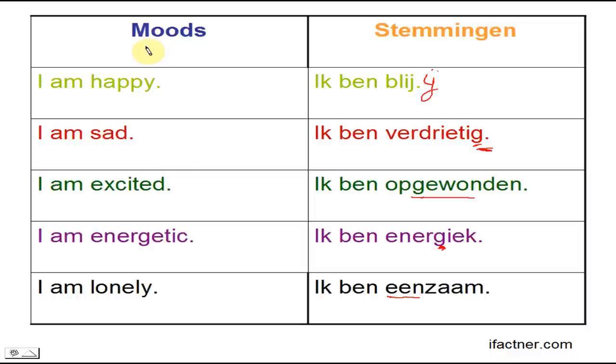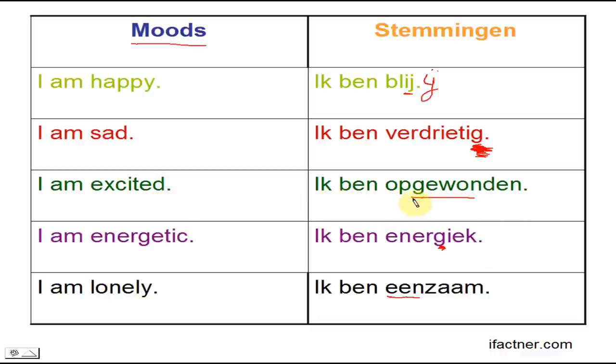So guys and girls, let's begin our practice session. I will speak in English and I would expect you to speak in Dutch, and please do it loudly. Moods. Stemmingen. Yes, good. I am happy. Ja, blij. Ik ben blij. I am sad. Yes, ik ben verdrietig. Verdrietig.